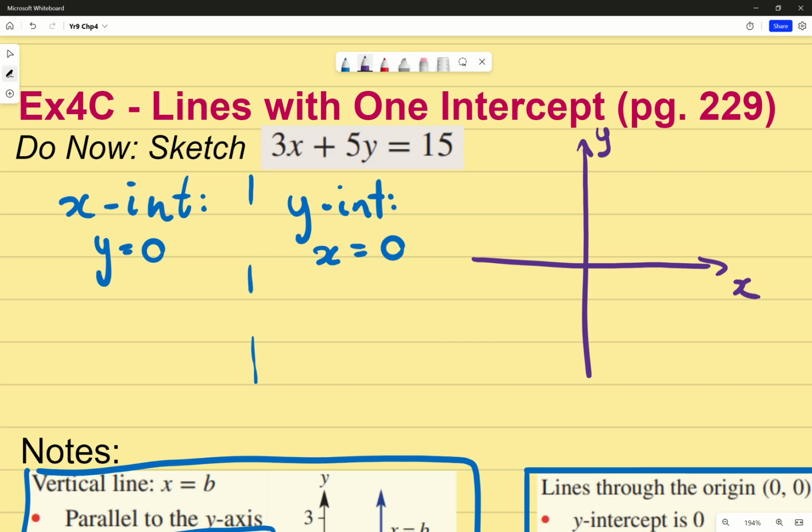So let's solve one of them. X-intercept, I let y equal 0.